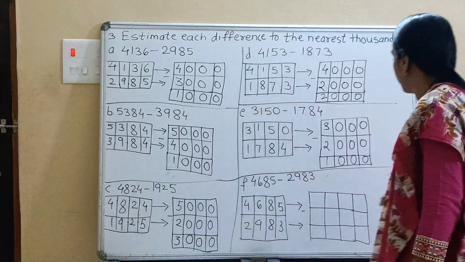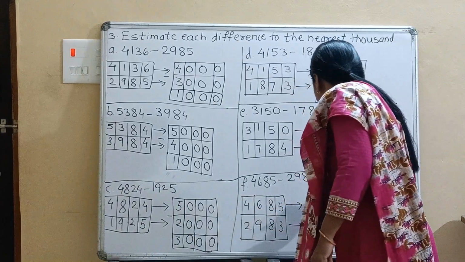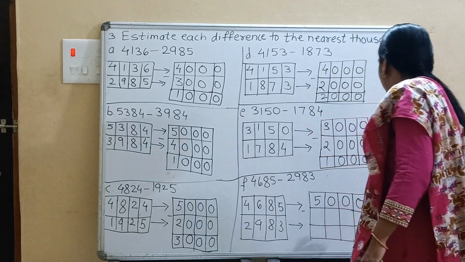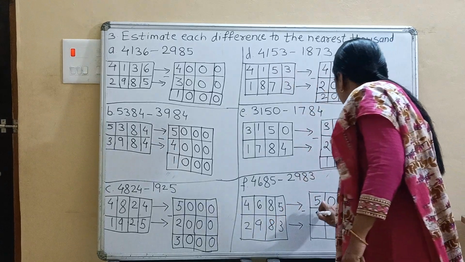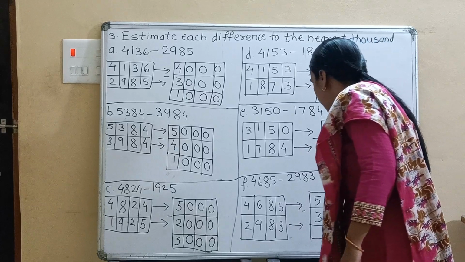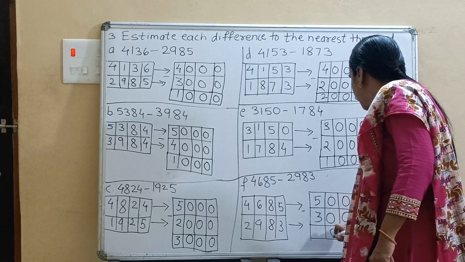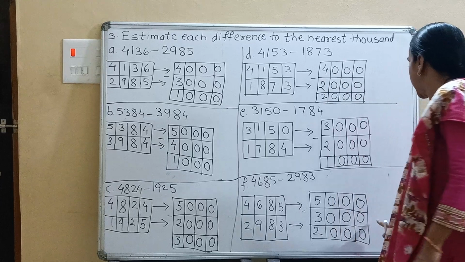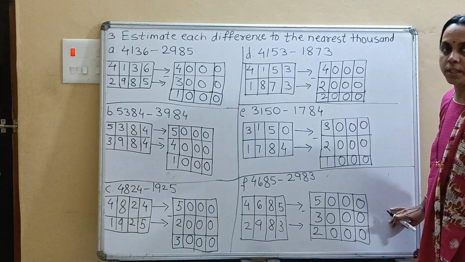Then 4685 minus 2983. So 4685 is closer to, nearest to 5000. So write here 5000. And 2983 is closer to 3000. So write down here 3000. 0 minus 0, 0, 0 minus 0, 0, 0 minus 0, 0, 5 minus 3, 2. So what is our answer? 2000. So in this way, complete this question in your notebook.